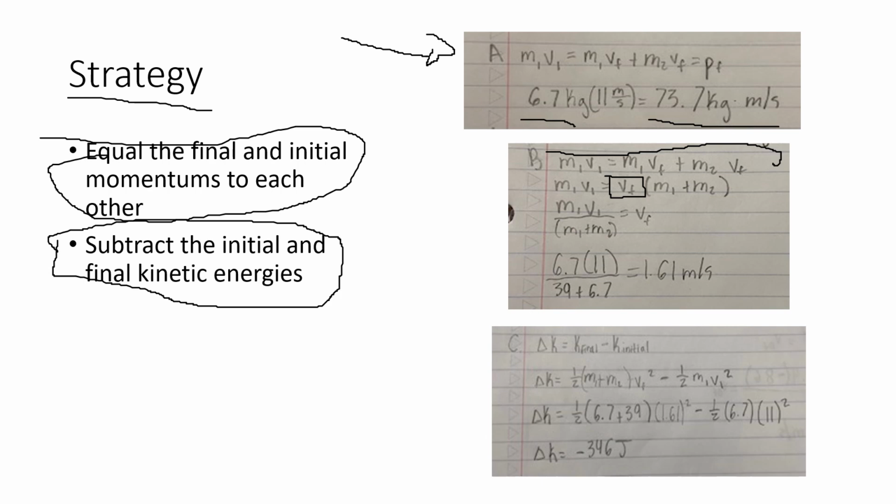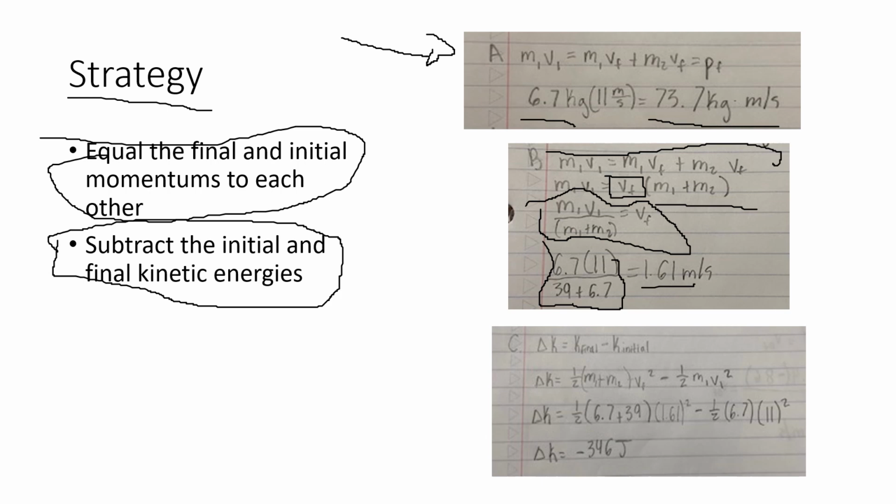And then doing a little bit of algebraic manipulation, we can take m1 plus m2 and divide it on both sides to get m1 times v1 over m1 plus m2 equals vf. And now that we have the variables all sorted out, we can just plug in numbers. This is 6.7, which is the mass, and the initial speed of 11, over 39, which is the mass, plus 6.7. And this ends up to be 1.61 meters a second.